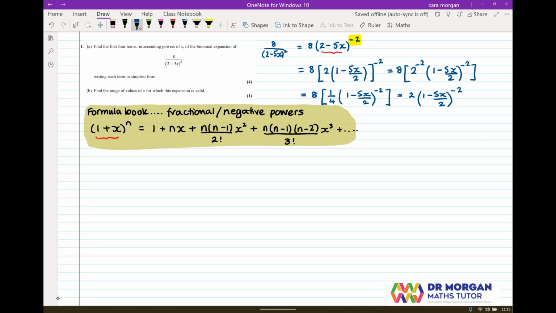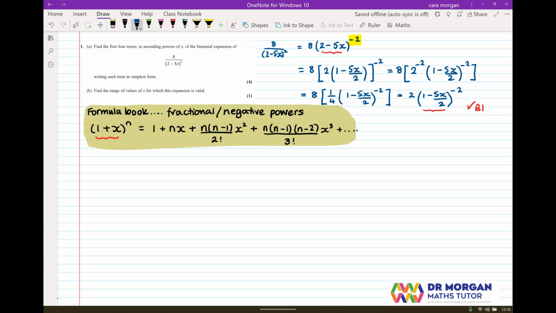Now, I'm ready to get on to my expansion, because although it doesn't say 1 plus x, I still have 1, and then I have a term with an x in. So that's fine. As long as I deal with it correctly, that's absolutely fine. Oh, by the way, that would be worth a mark in itself. If you stated that that's how you were going to deal with it, that would be worth a mark.